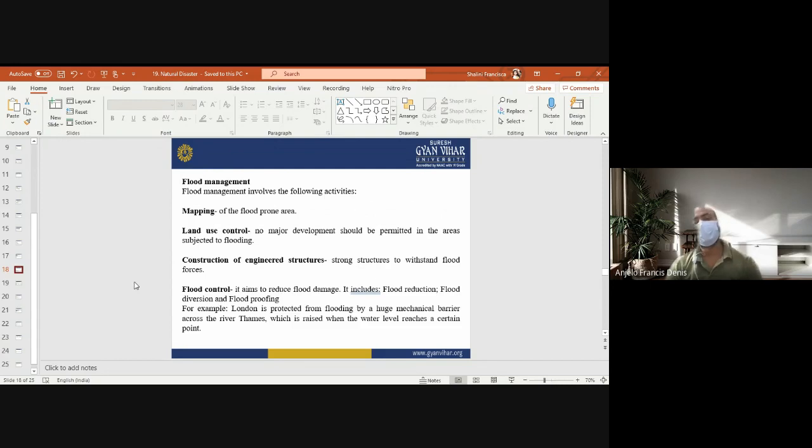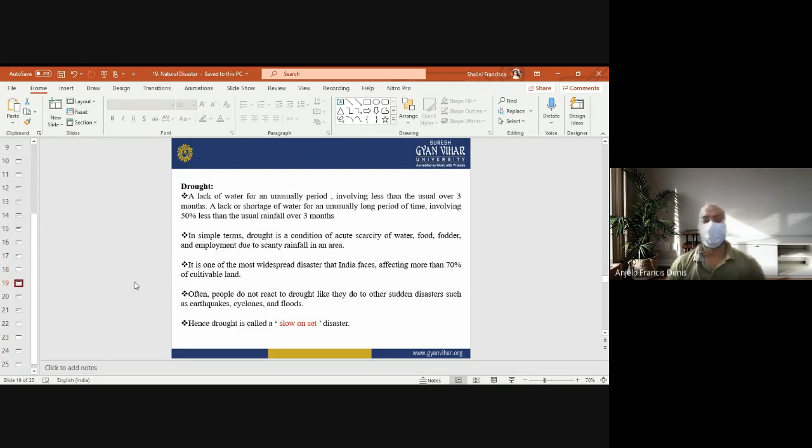So, what is the management for flood? Mapping is the first step to analyze the flood-prone area. Then land use control, and construction of engineered structures like retaining walls. Then a few more structures can be used as flood control structures. The basic aim of all these structures is either to divert the flow of water, or to store and preserve the water and utilize it for other purposes. So these are all steps for flood management.